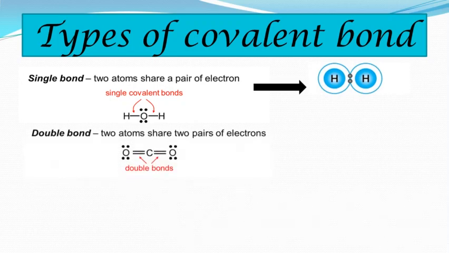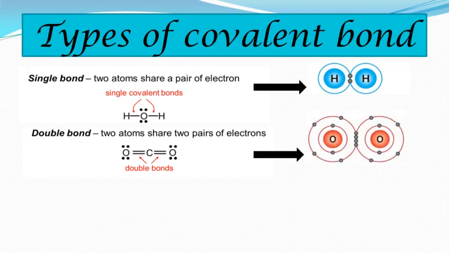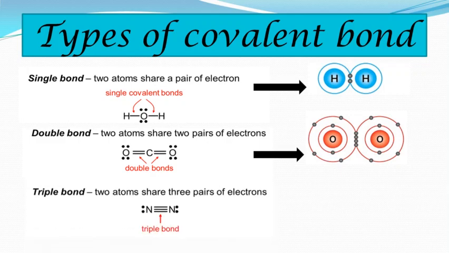Second is the double bond. It is formed between two atoms when they share two pairs of electrons. That means sharing of 4 electrons forms a double covalent bond. An example is the oxygen molecule. You can see that by sharing 4 electrons, or 2 pairs of electrons, the double covalent bond is formed in the oxygen molecule.